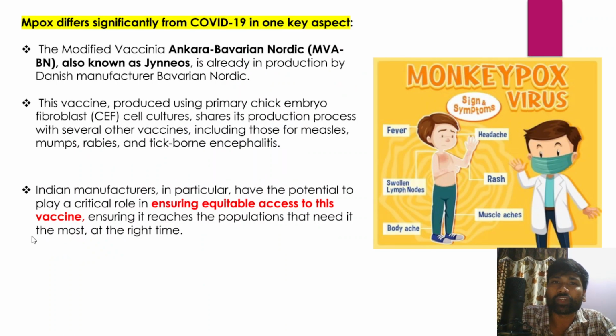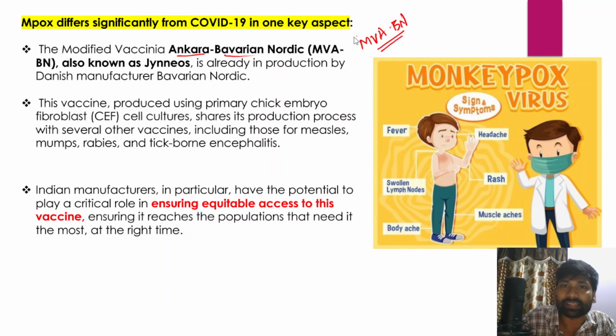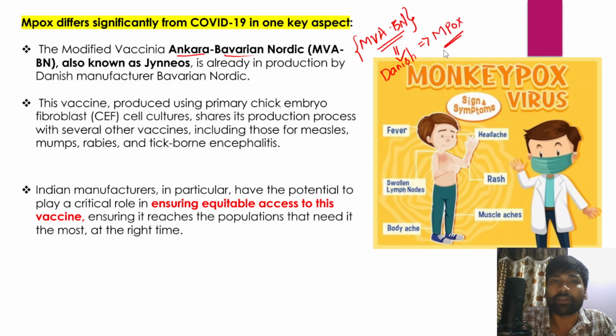The monkeypox virus also significantly differs from the COVID-19 pandemic in several key aspects, and one key aspect is with respect to the vaccines. There is a vaccine called Ankara Bavarian Nordic, also called the MVA-BN vaccine. This vaccine is produced by a Danish based company, and it is for the prevention of the mpox virus.